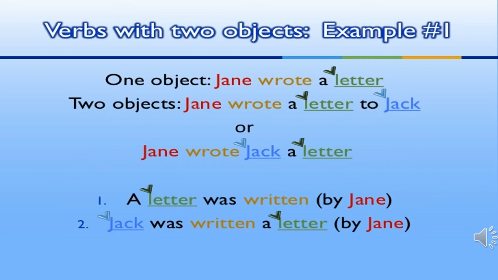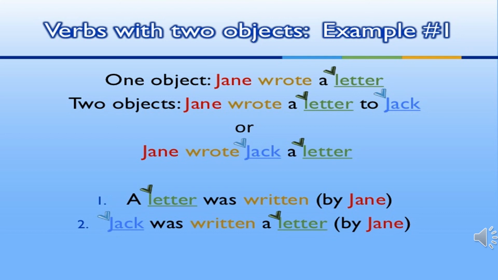What if my sentence has more than one object? Let's have a look at the coming sentence. Jane wrote a letter. So here I have Jane as the subject, wrote as the verb, and then a letter as an object. So here in that sentence I have one object, which is a letter. Then I may say in another sentence, Jane wrote a letter to Jack. Jane will be the subject, wrote again is the verb, a letter is the first object, and then to Jack, Jack is my second object.